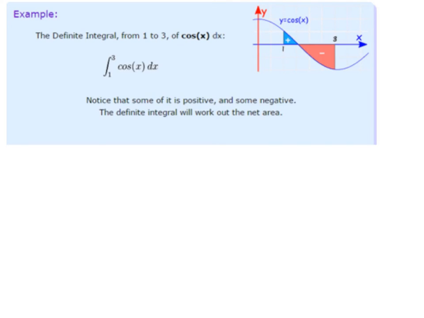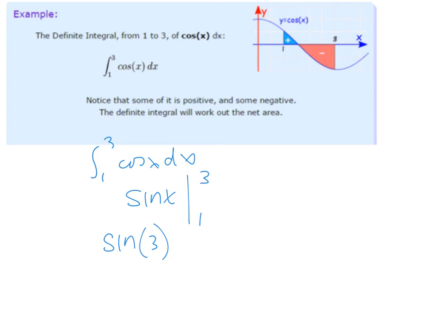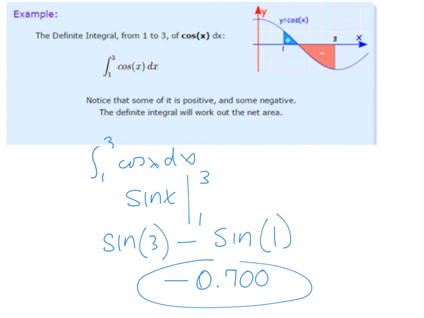So we have from 1 to 3 of cosine x dx is going to be sine x from 1 to 3. So I have the sine of 3 minus the sine of 1. And then when I do that, I'm going to get negative, because notice that the negative area is bigger than the positive area, so I'm going to end up with a negative area. Okay, so the definite integral will work out the net area.